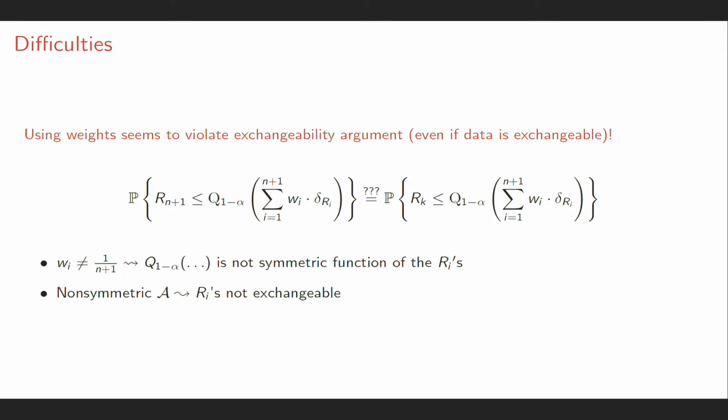Because the quantile of this weighted distribution is not symmetric anymore in the residual scores. And so it's not exchangeable. This is not equal to this. And therefore, the prediction interval may not have 90% coverage at all, even if I give you exchangeable data. But we're going to still try to do it.